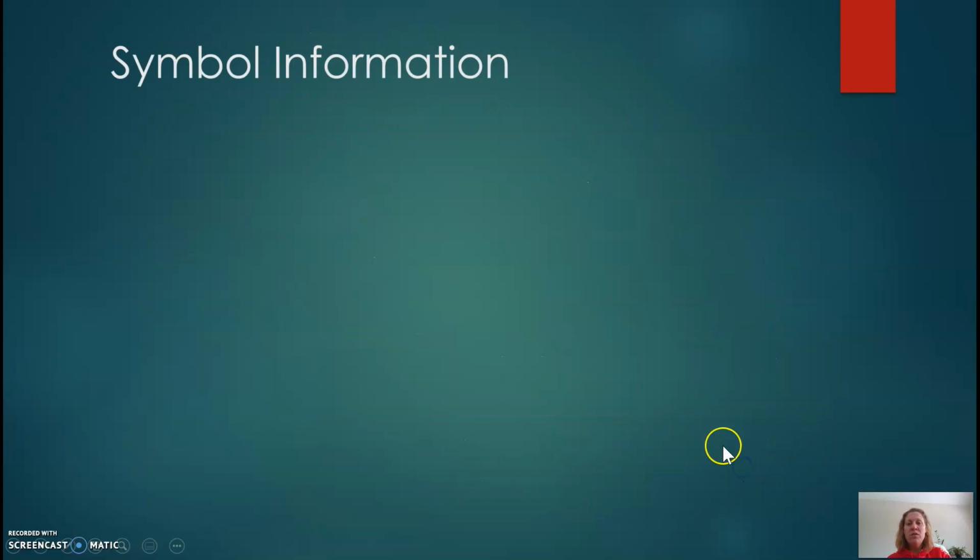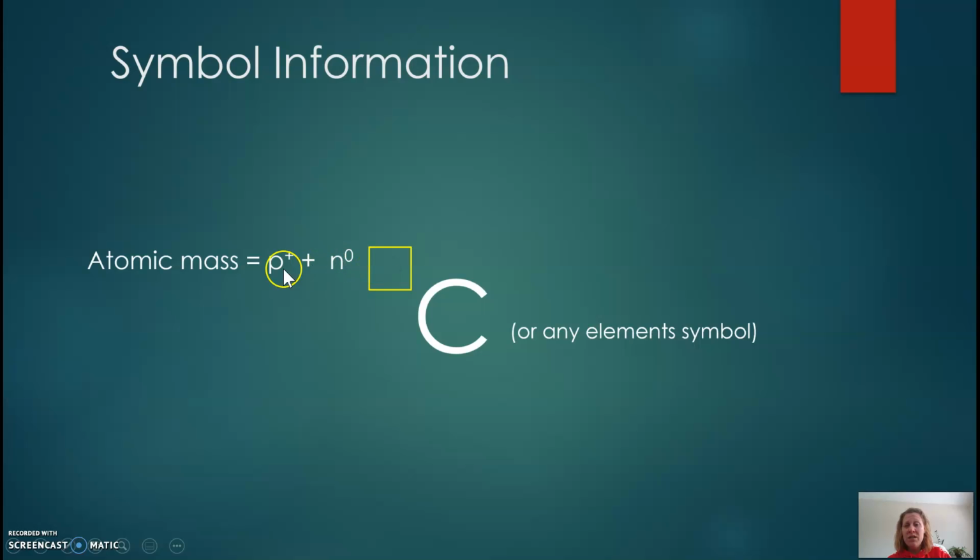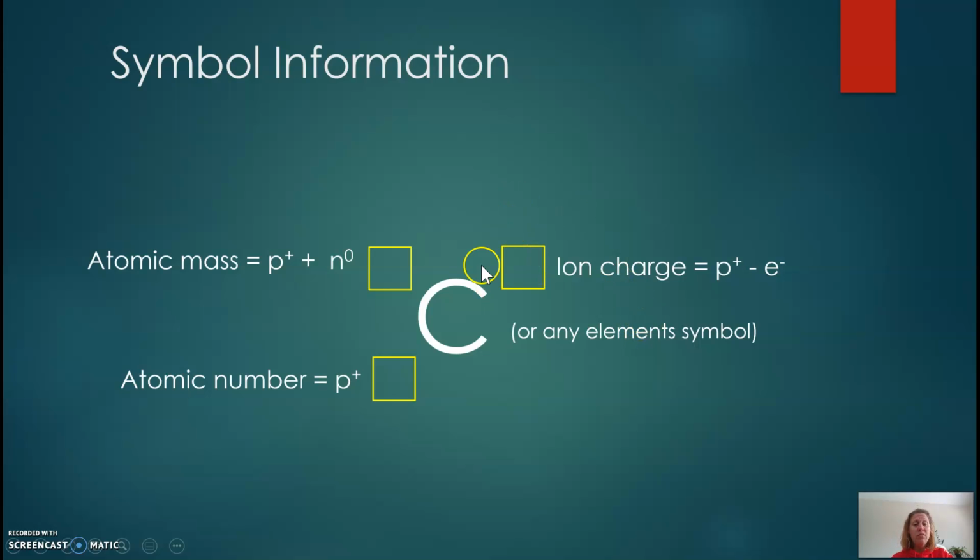So a couple practice with this. Symbol information: if you ever just see a symbol with numbers around it, the middle thing is always going to be your element symbol. I picked carbon, but it could be any element. Up here is the atomic mass, protons plus neutrons. Down here is the atomic number, which is always just protons. And up here, when we get to it, would be a charge, but right now, 0 charge is an atom, so there's not going to be anything there.